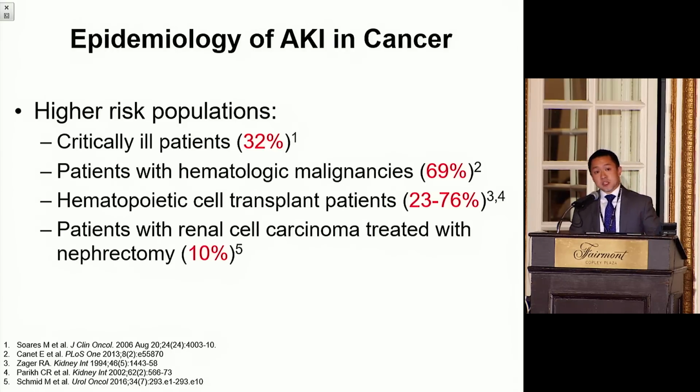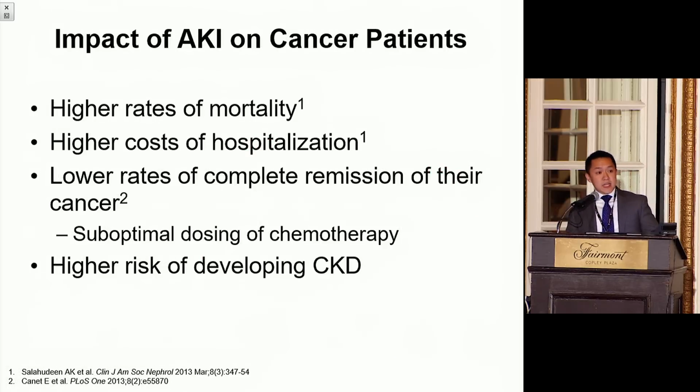And patients who have renal cell carcinoma who are treated with a nephrectomy also are at a higher risk of AKI. So what does the diagnosis of AKI mean for these cancer patients? Well, it translates into higher rates of mortality, higher cost of hospitalization, and a higher risk of developing CKD, very much like we see in a general population that develops AKI.